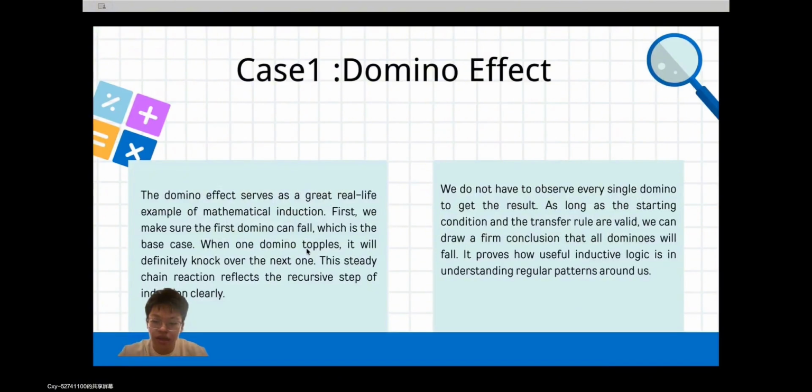First, the dominoes. Knock over the first domino, that's the base case. Then ensure each falling domino knocks down the next. That's the inductive step. Without watching every push, we know all will fall. This perfectly shows induction's power.